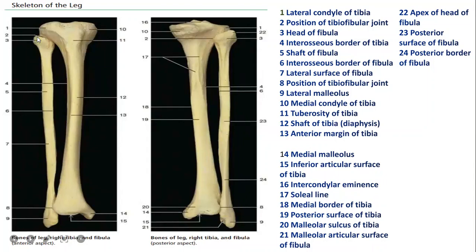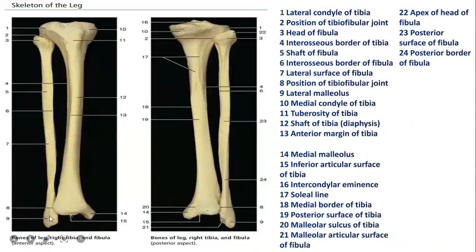The part labeled 2 is the position of the tibiofibular joint. For our case, this is the proximal tibiofibular joint because it's found on the proximal aspect of these two bones. The part labeled 3 is the head of fibula. 4 is the interosseous border of tibia, where the interosseous membrane attaches to the tibia. 5 is the shaft of fibula. Shaft is also known as the diaphysis. 6 is the interosseous border of fibula, where the interosseous membrane attaches. Then 7, we have the lateral surface of fibula. And 8, we have the position of the distal tibiofibular joint. These two bones articulate at their distal end at this point.